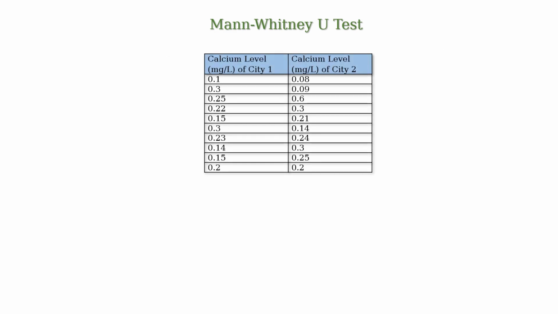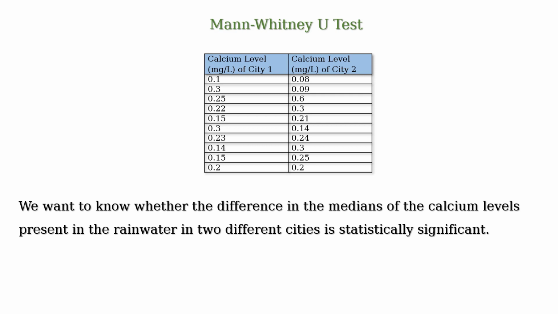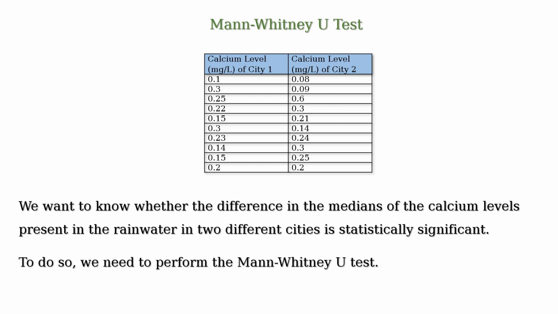Now, we want to know whether the difference in the medians of the calcium levels present in the rainwater in two different cities is statistically significant. To do so, we need to perform the Mann-Whitney U test.